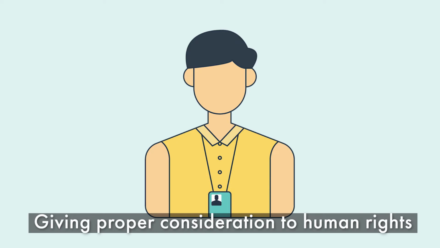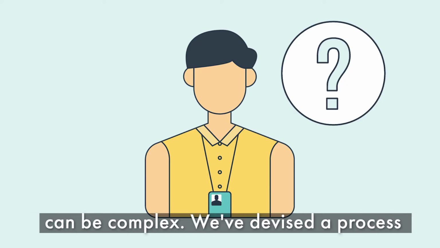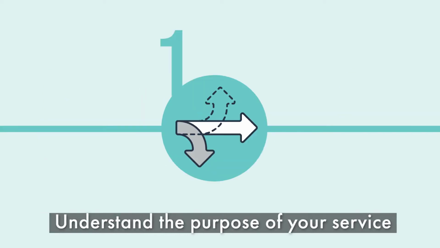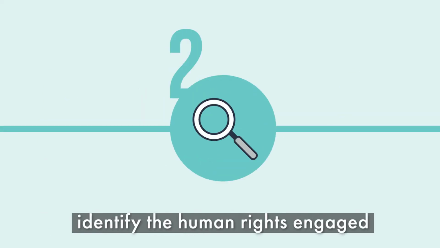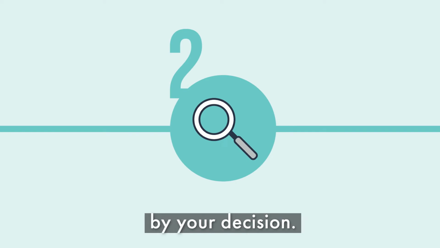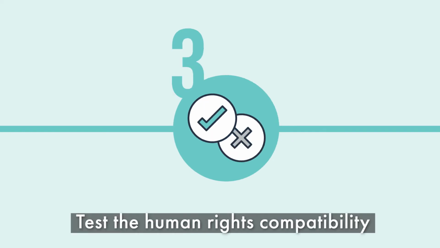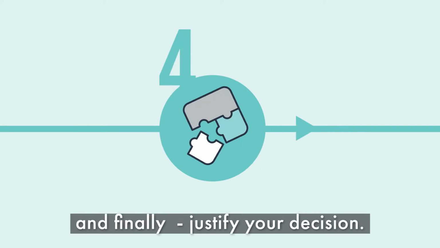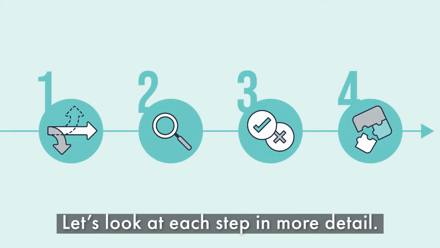Giving proper consideration to human rights can be complex. We've devised a process to help with 4 simple steps. Understand the purpose of your service. Identify the human rights engaged by your decision. Test the human rights compatibility of your decision. And finally, justify your decision. Let's look at each step in more detail.